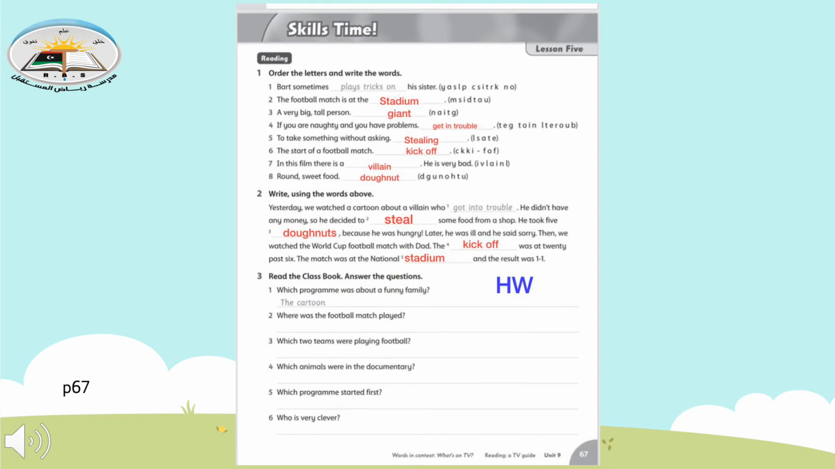School English course, grade 4, workbook, page 67. Open page 67 and let's answer the questions together. We have reading. Number 1. Question number 1. Order the letters and write the words.